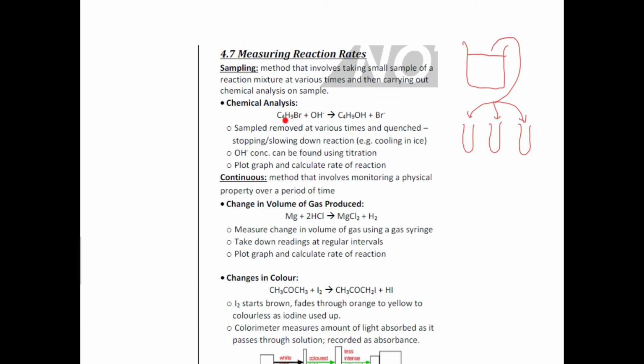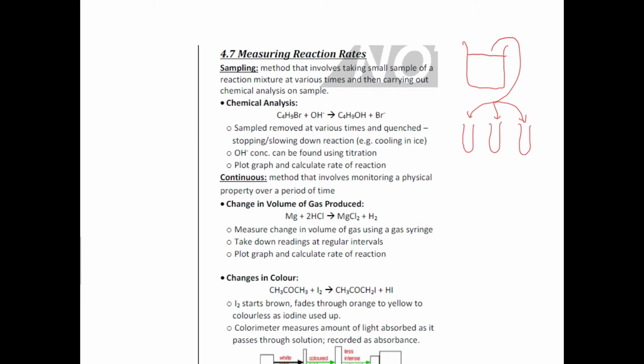C4H9Br, this is bromobutane, plus OH minus. So this is a halogenoalkane reacting with hydroxide. This is what we call the SN2 mechanism. Now they form butanol plus bromide. This is the overall equation.